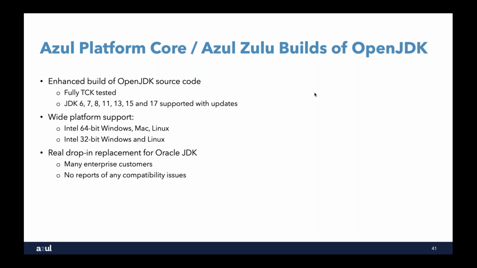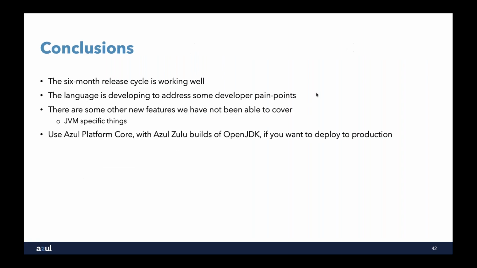In terms of platform support, very wide. We have the 64-bit Intel versions for Windows, Mac, and Linux. If you're using things like Windows XP, we also have 32-bit versions for Windows and Linux. And it is very much a drop-in replacement for the Oracle JDK. You can just move your applications. There are no compatibility issues. As I said, fully TCK tested, and with many hundreds of customers who've made this move, we've never had any problems from a compatibility point of view.